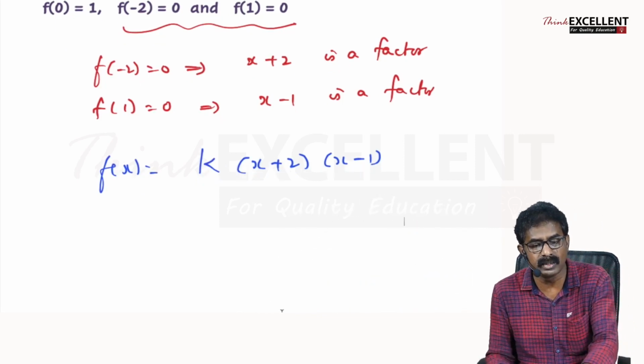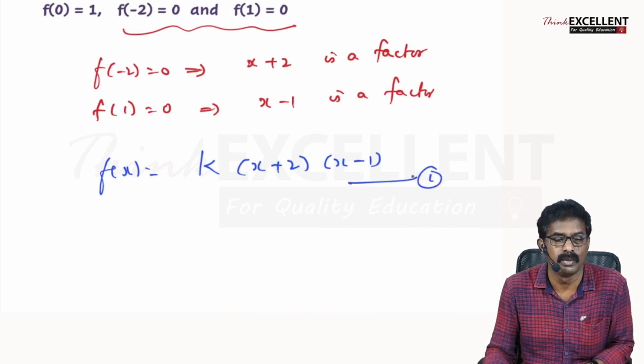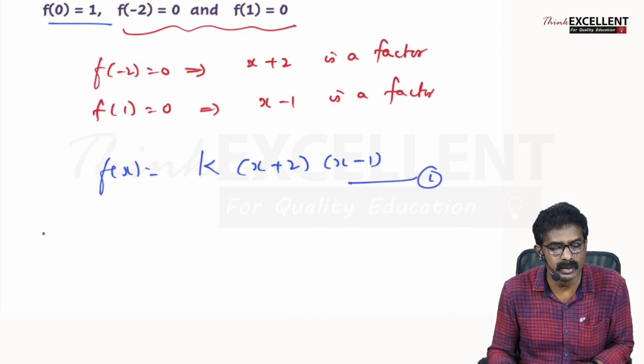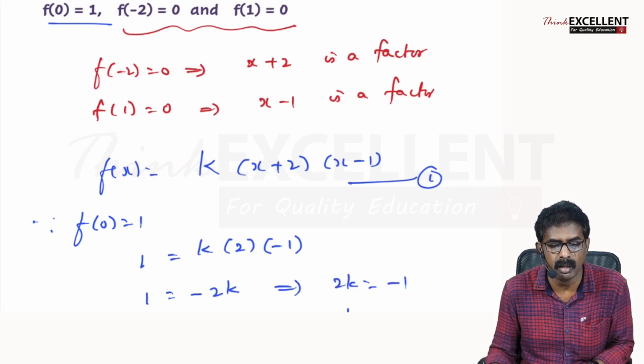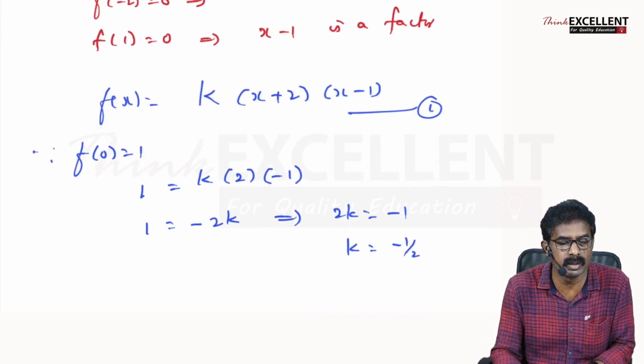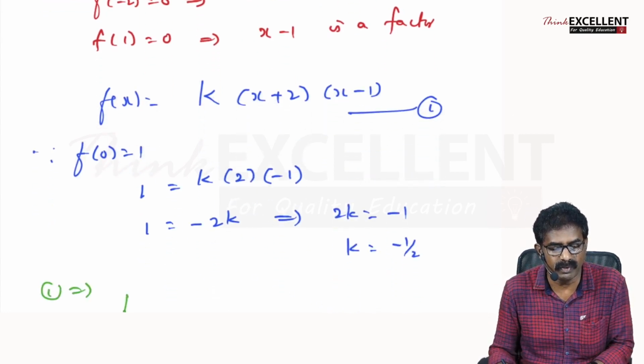Okay, so for that we make use of, actually this is our answer. To find k, make use of this condition. So since f of 0 is 1, so now we apply that. For x you put 0 and fx value 1. So you get 1 equal to, for x you put 0, so k into 0 plus 2, 2, 0 minus 1 minus 1. So 1 equal to minus 2k. Change the sign, 2k equal to minus 1, k equal to minus 1 by 2. So substitute in the first equation, f of x equal to k value minus 1 by 2 into x plus 2 into x minus 1, right? So this is what you are getting.